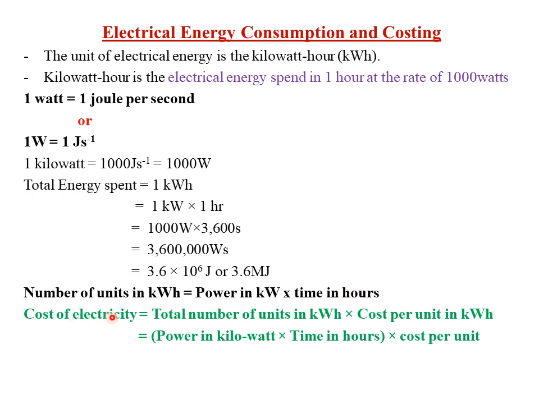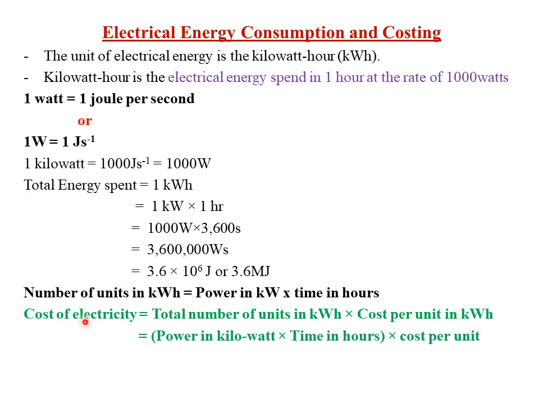Therefore, if you want to compute the cost of electricity, you take the total number of units in kilowatt hour and multiply by the cost per unit in kilowatt hour. Remember, different countries will have different costs per unit. Even in our country, Kenya, the cost per unit keeps on changing, depending on the economic standards of a given country.